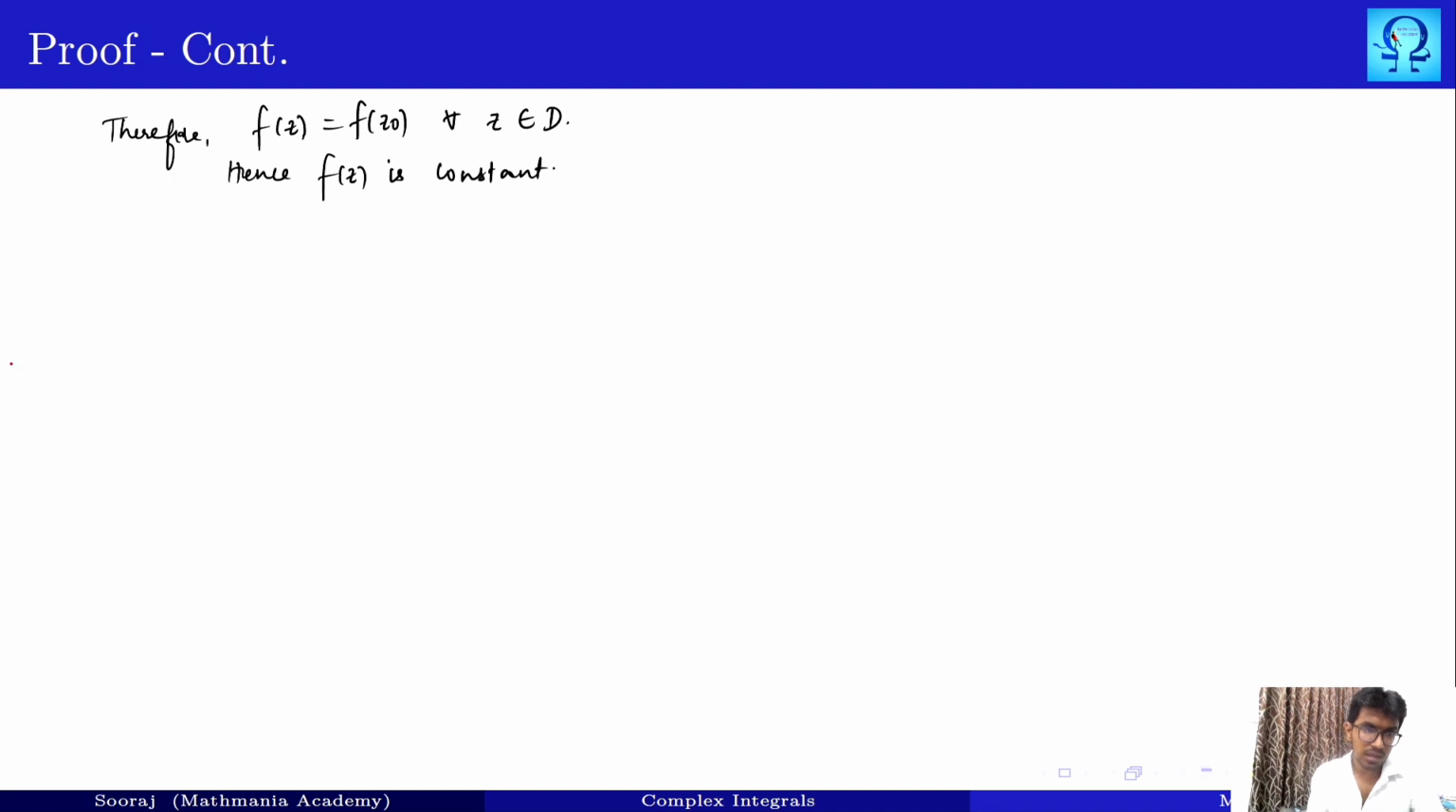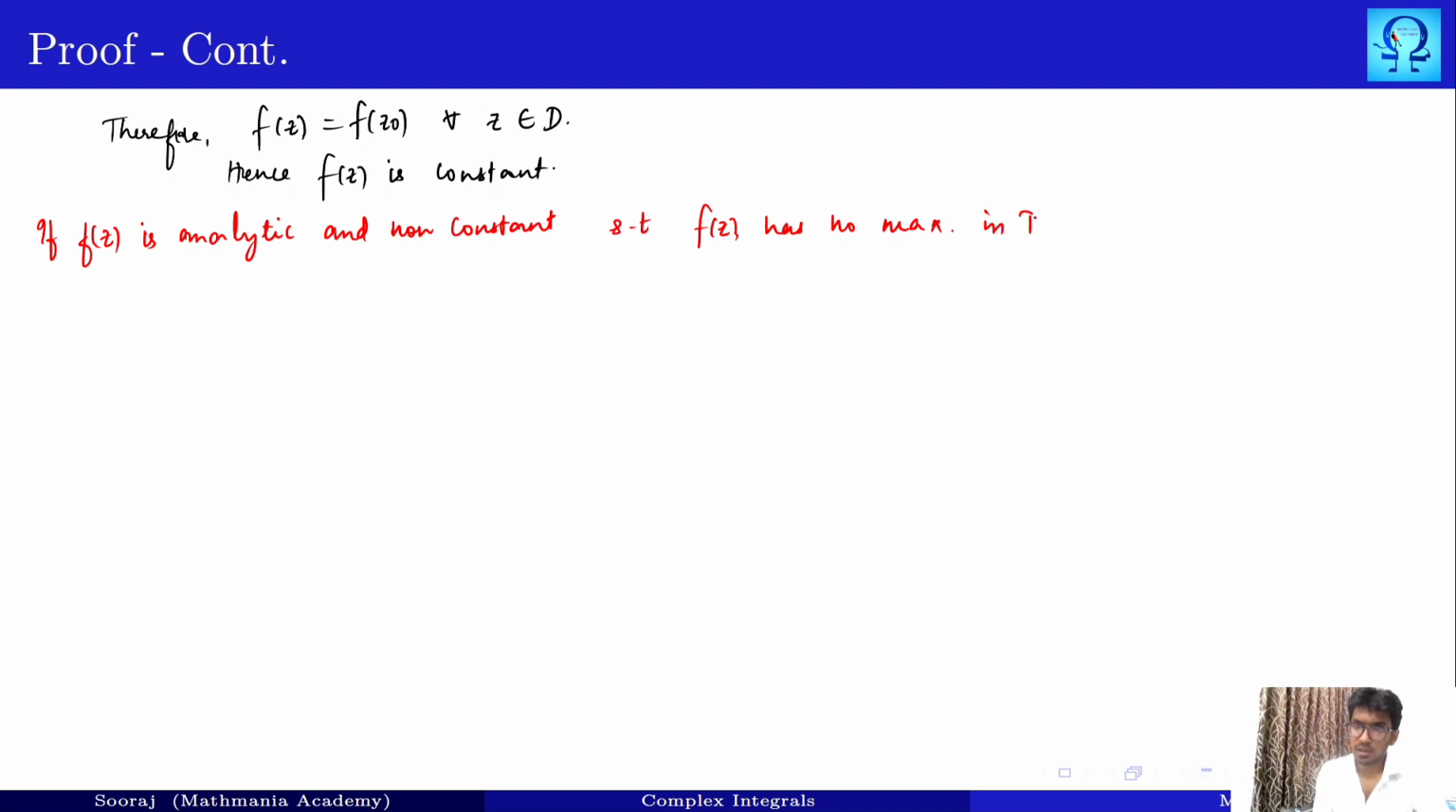So with which, what can we say? If f of z is analytic and non-constant in D, then |f(z)| has no maximum in D. So this is what we have just proved.